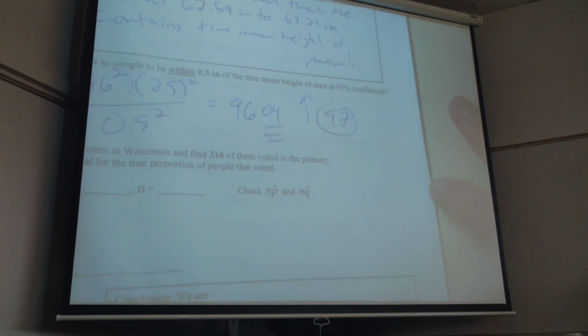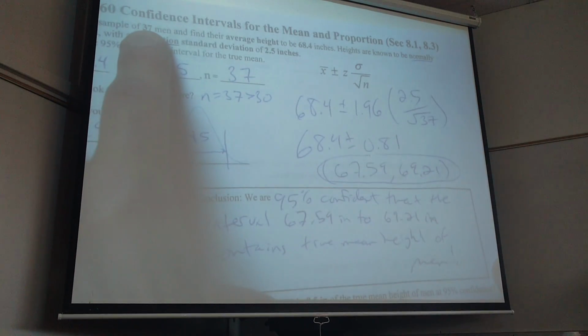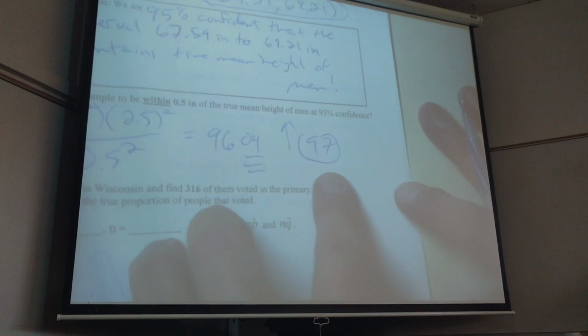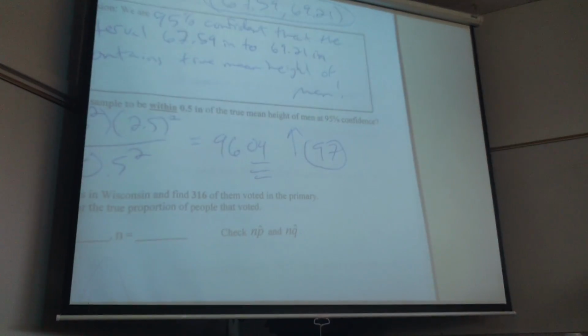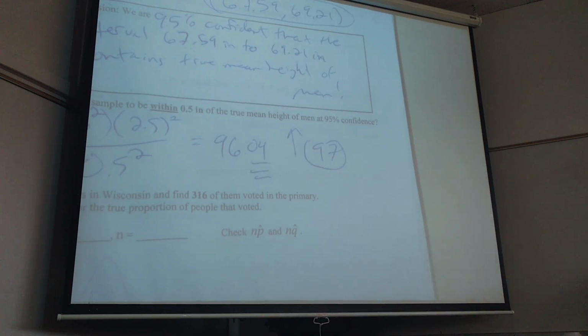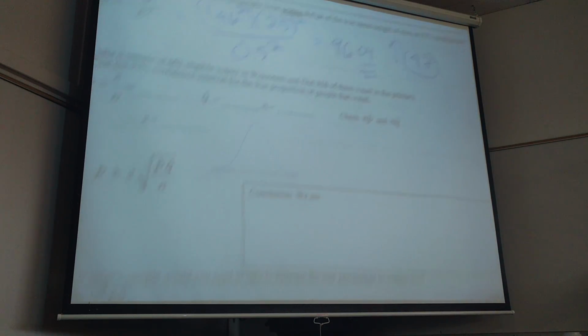Now, real quick, how many men did I already talk to or measure? How many men do I have in my sample already? 37. So how many more men do I need? 60. All right. So just in case I ask for how many more men would you need, you just subtract the number you already talked to. I like it. I've been known to ask that kind of question. 97.